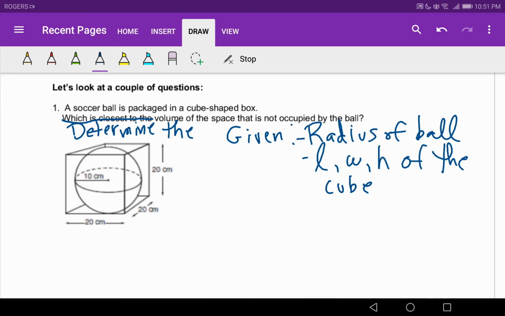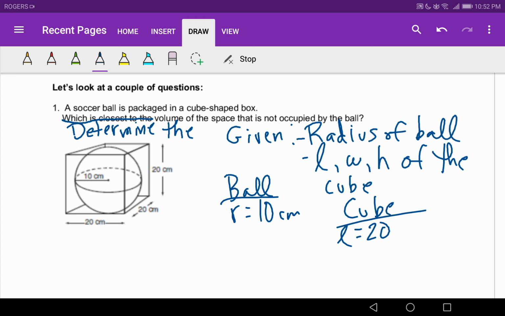So overall I have that the radius equals 10 centimeters. Okay, that's for my ball. And my cube, I have length equals 20, width equals 20, and height equals 20 centimeters, that is. All right, so that's what's given.